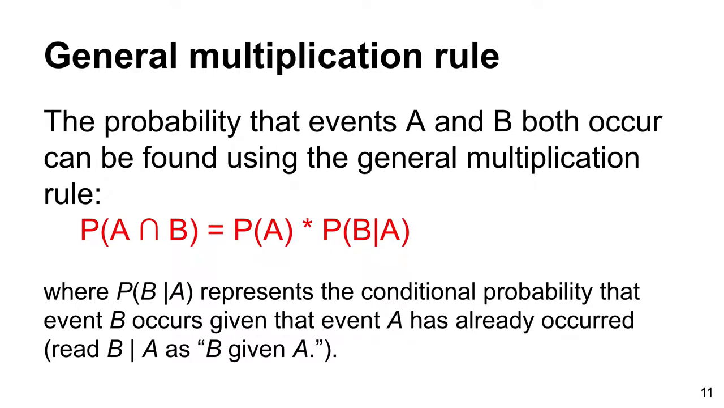So here's our general multiplication rule. It basically is a formalization of what we've just been doing. The probability that events A and B both occur can be found using this general multiplication rule. Probability of A intersect B is the probability of A times the probability of B given A. Okay, that's just what we did in our last example.